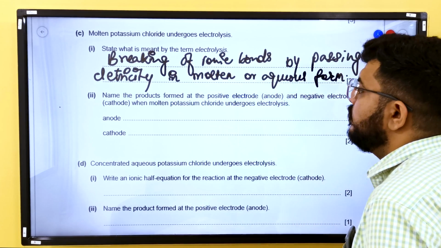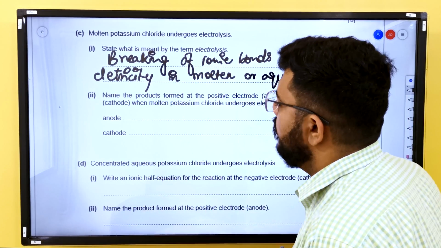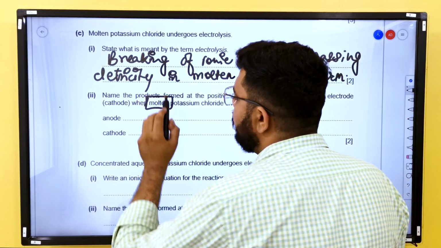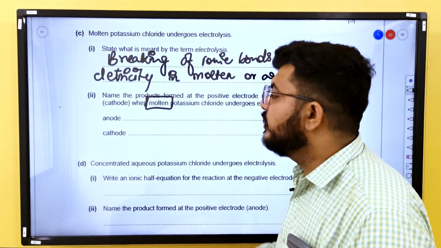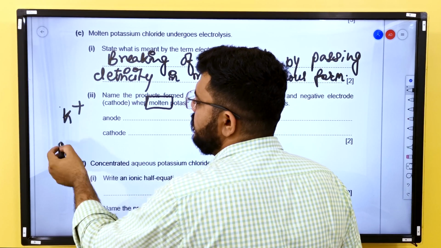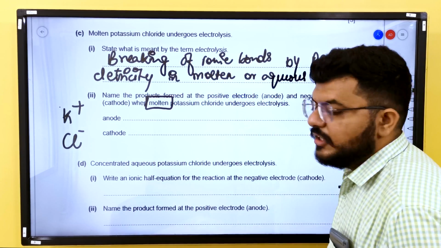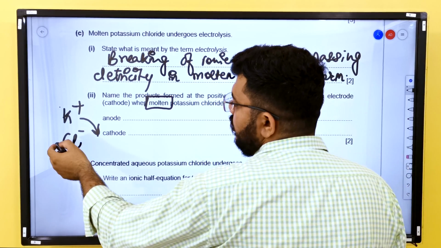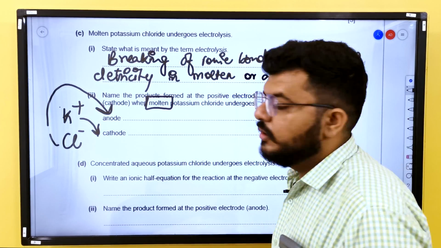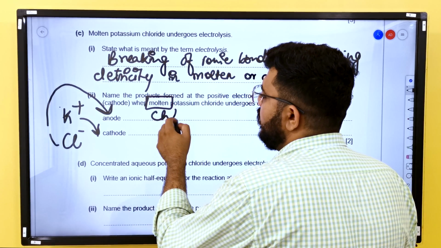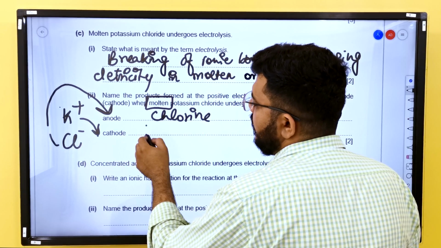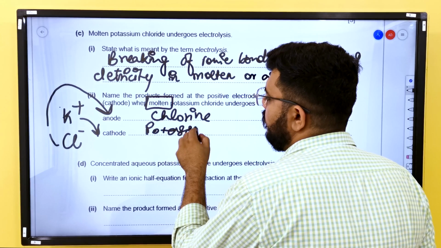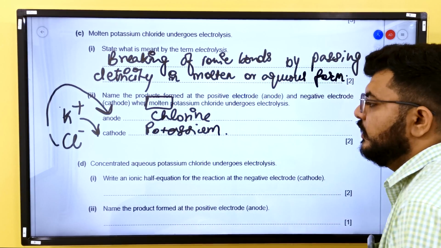Number 2, name the products formed at positive electrode anode and negative electrode cathode when molten potassium chloride undergoes electrolysis. Now let's just find out that they are talking about molten potassium chloride. It's not aqueous, it's not concentrated, it is molten. So the only ions present are potassium and chloride. Potassium being the positive ion will be attracted towards the negative electrode, the cathode. Chloride being the negative ion gets attracted towards the anode. So when electricity passes, chlorine gas forms at the anode and potassium solid forms at the cathode.